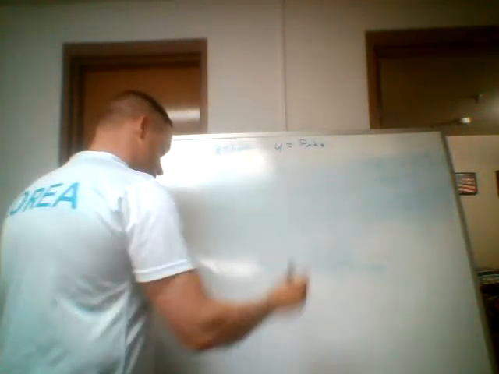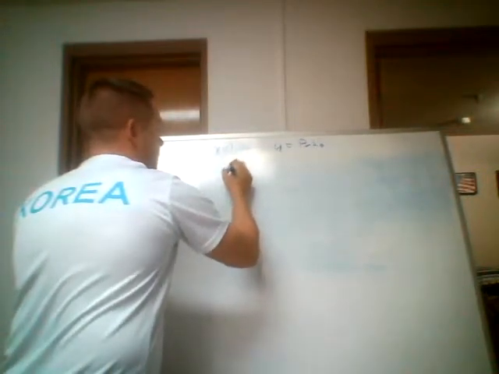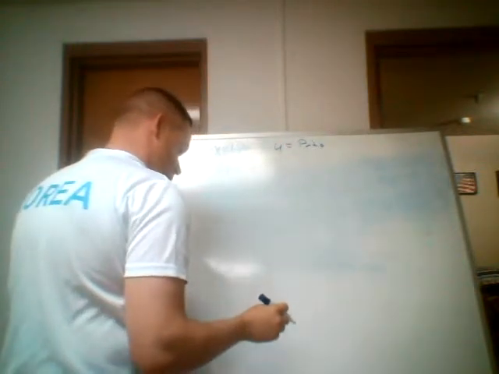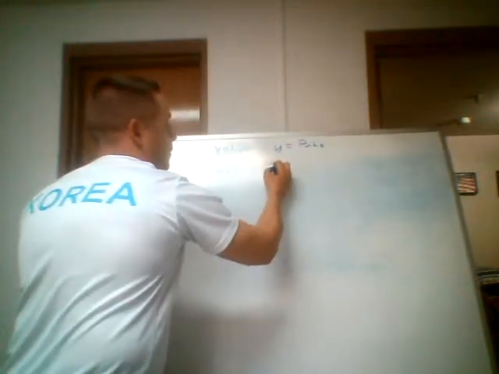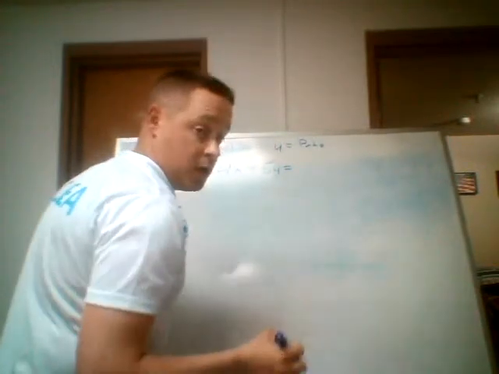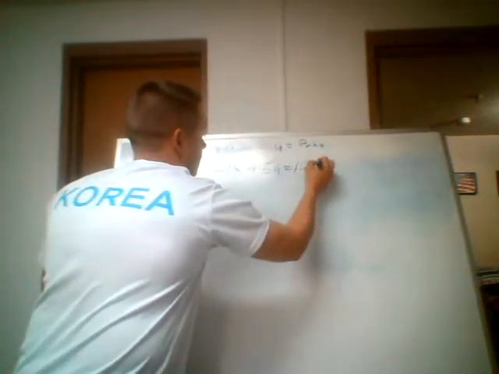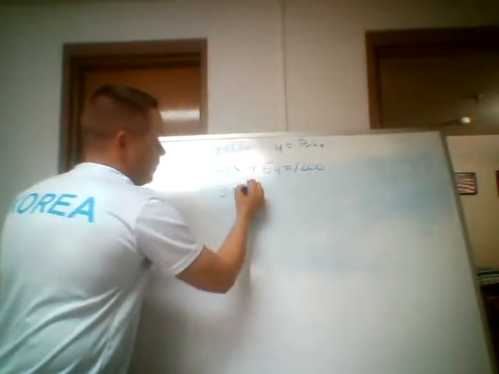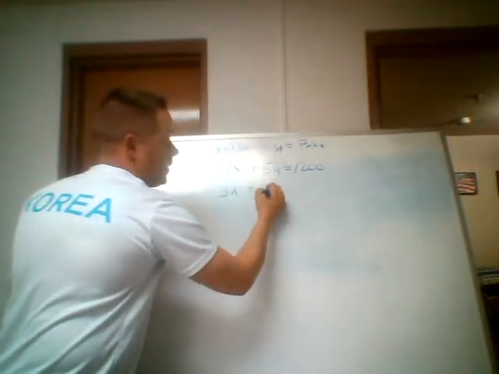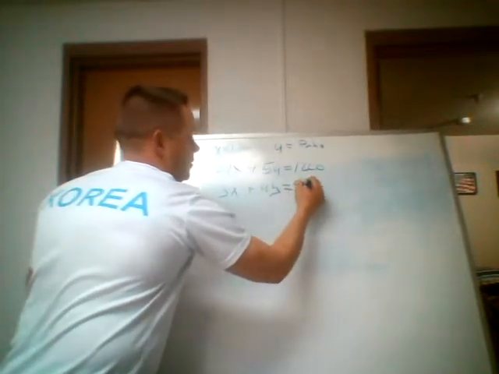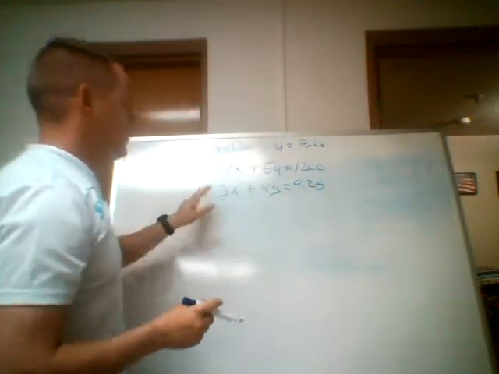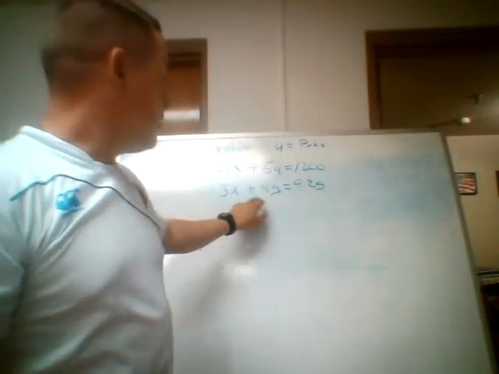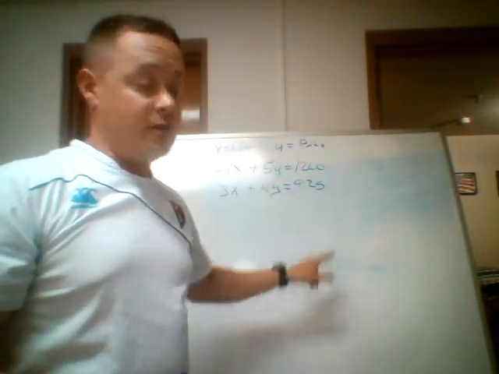He bought 4 hot dogs, so 4x, plus 5 bags of potato chips, 5y, equaling $12. And the second customer bought 3 hot dogs, plus 4 bags of potato chips for $9.25. So we now have 4x plus 5y equals 12, and the other one is 3x plus 4y equals $9.25.